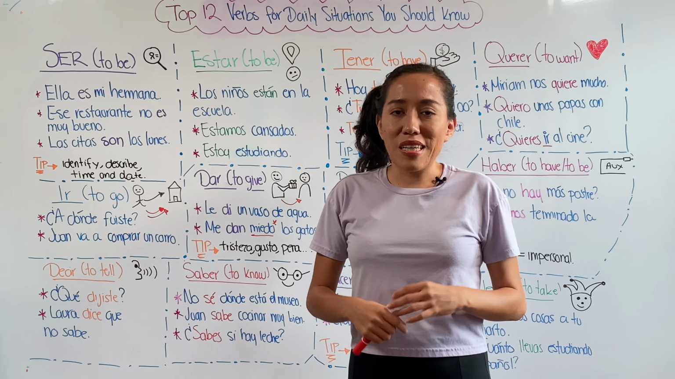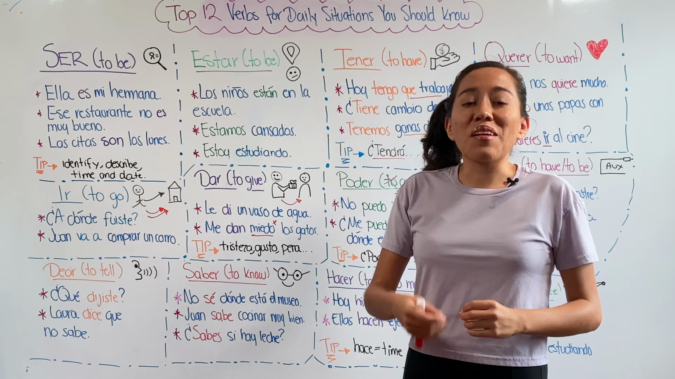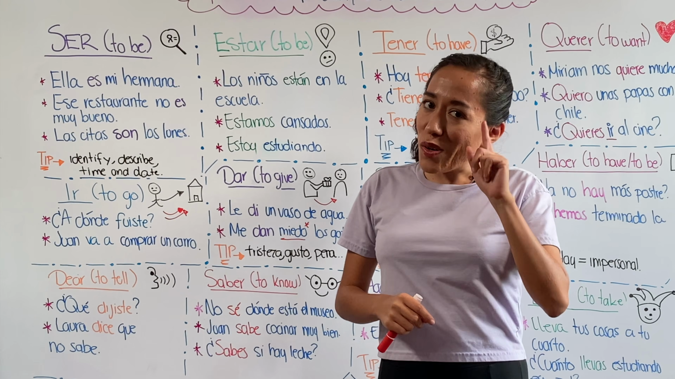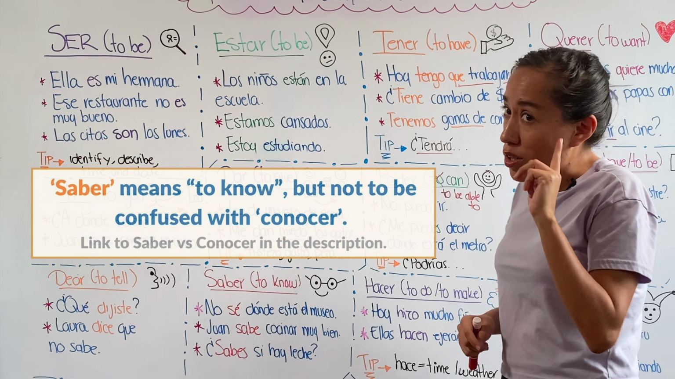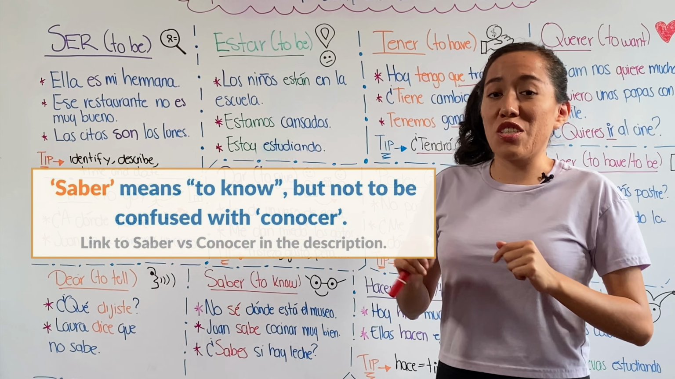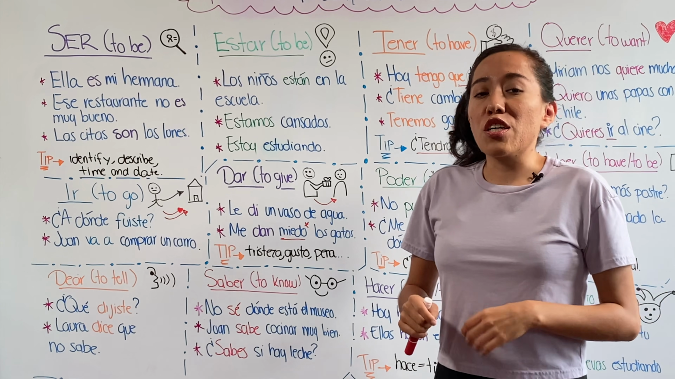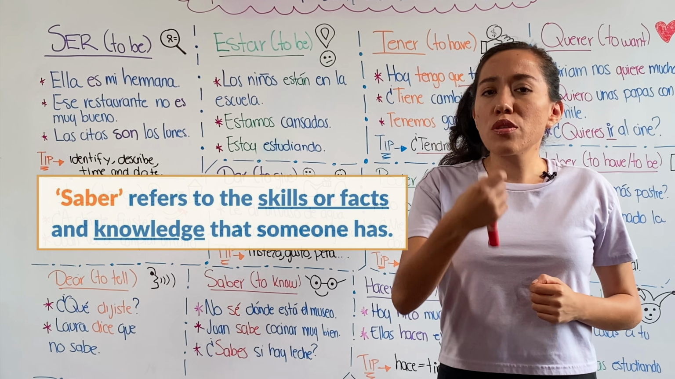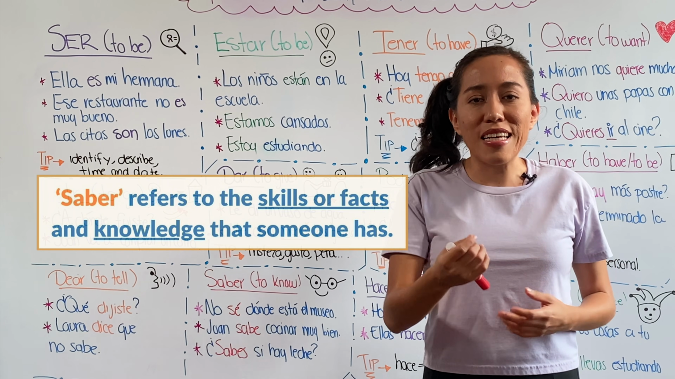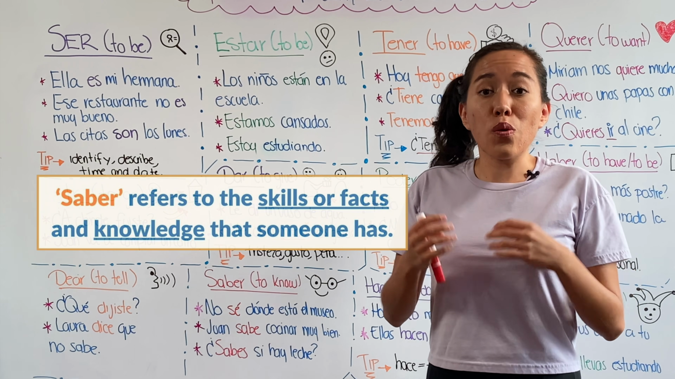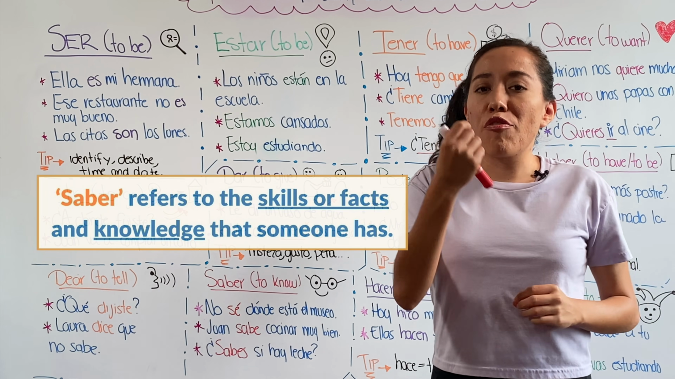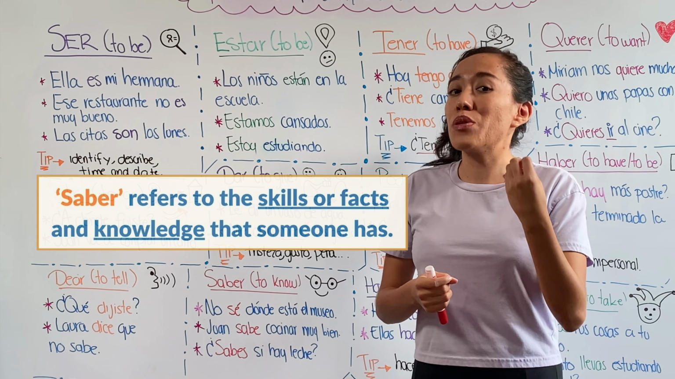The next verb is saber. And saber means to know. But ojo, don't confuse it with conocer. In this video, you can check the difference between saber and conocer. In Spanish, saber refers to the skills that a person has, the things that people know how to do, or the facts or information people know.